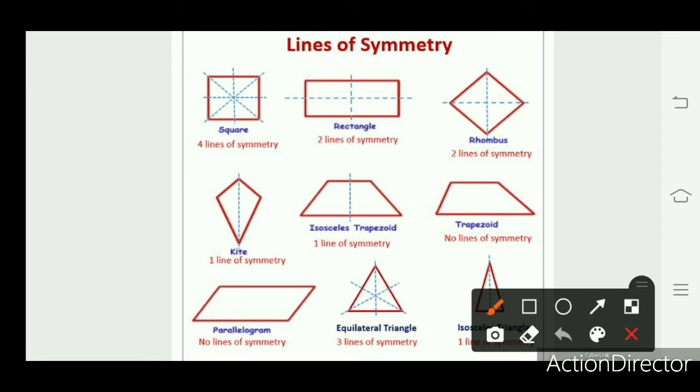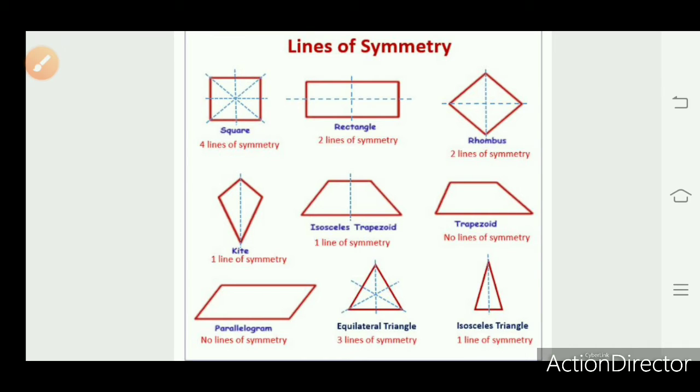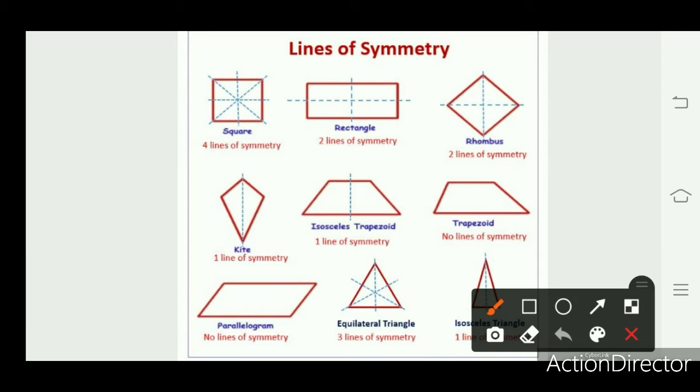There are some other figures or polygons which are divided into two equal parts, like a square having four lines of symmetry, a rectangle having two lines of symmetry, this line and this line, and a rhombus having two lines of symmetry. Kite, one line of symmetry. Isosceles trapezoid, one line of symmetry. Trapezoid, no line of symmetry. Parallelogram, no line of symmetry. Equilateral triangle, three lines of symmetry. And isosceles triangle, one line of symmetry. These are some examples related to lines of symmetry.